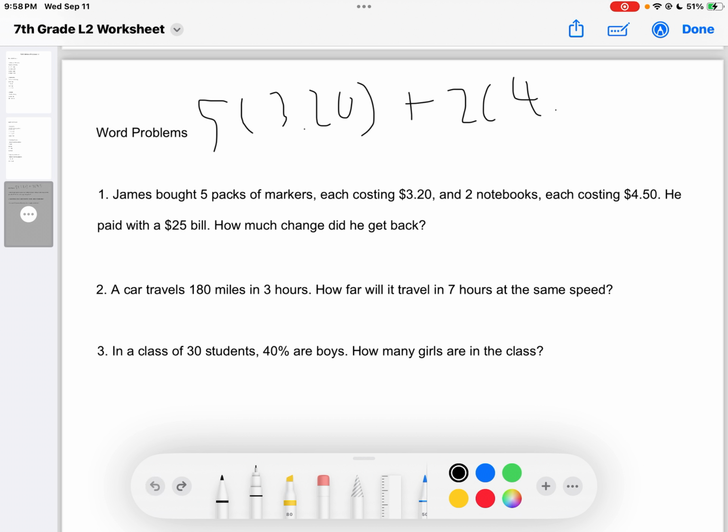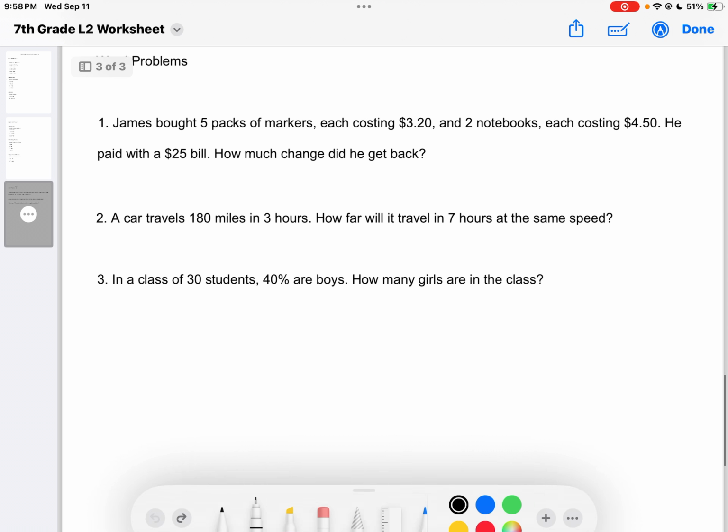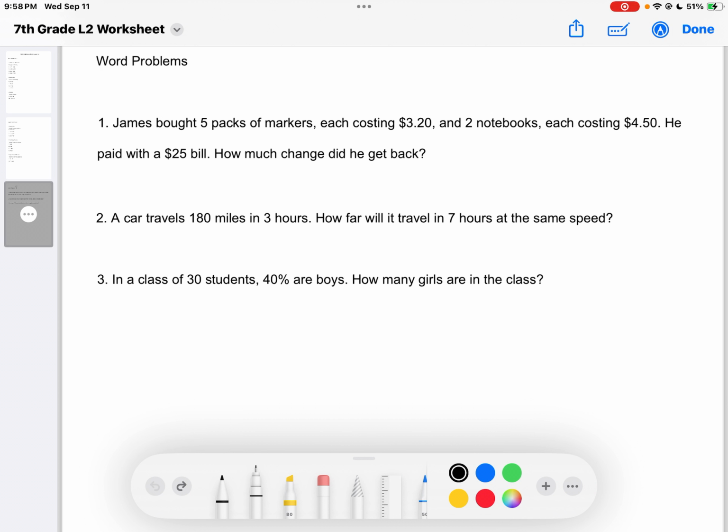You guys could do number 2 by yourselves. And we'll be moving on to number 3. In a class of 30 students, 40% are boys. How many girls are in the class? If 40% are boys, how many are girls?